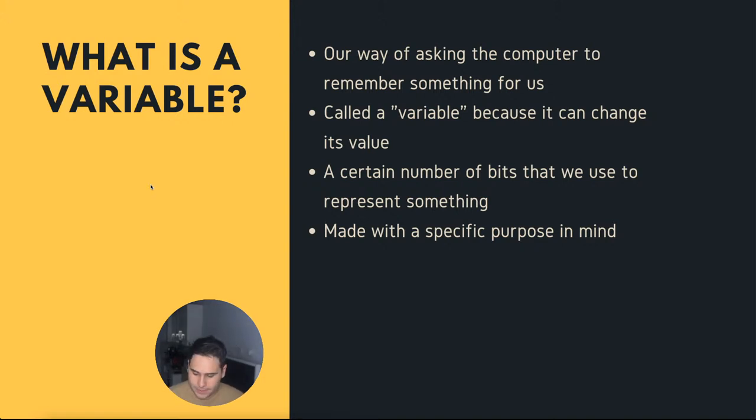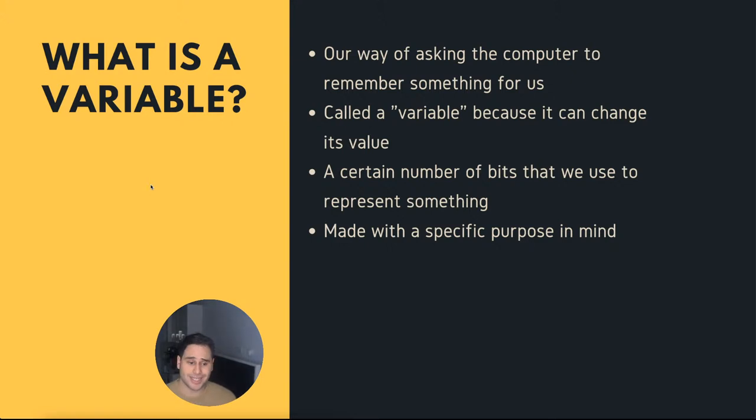When we write our programs, it would be a lot of work if, when we needed to store some data, we had to go ask for the individual zeros and ones. So the C programming language does some of that work for us. And the way it does that is with a concept called variables. Probably one of the most important concepts that you will cover in this course. So what is a variable? It's our way of asking the computer to remember something for us. It's called a variable because the value can change. So the variable is a piece of memory, a piece of storage, a container that values can go into and can change.